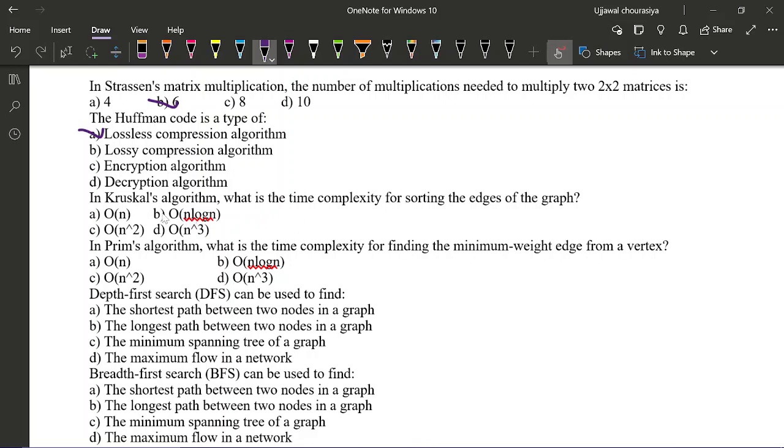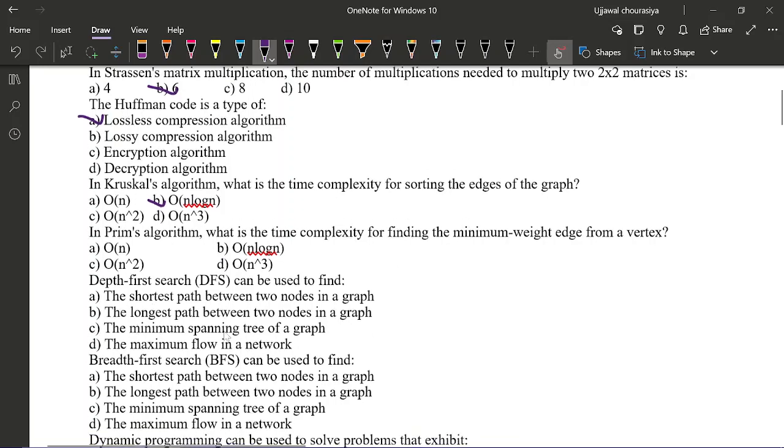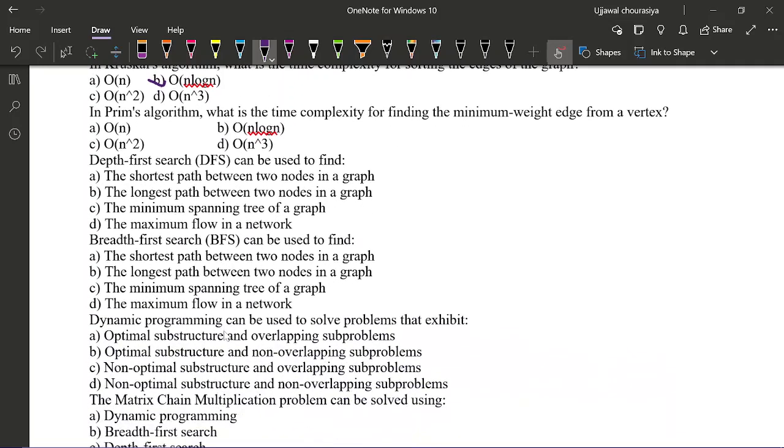It's order of n log n. In Prim's algorithm, what is the time complexity for finding the minimum weight edge for a vertex? Its answer is order of n.